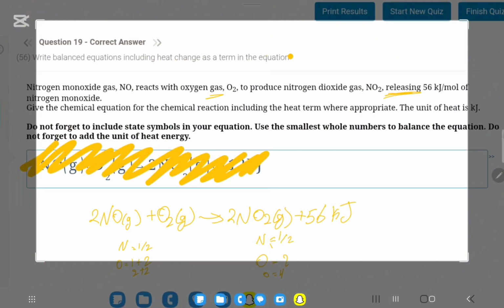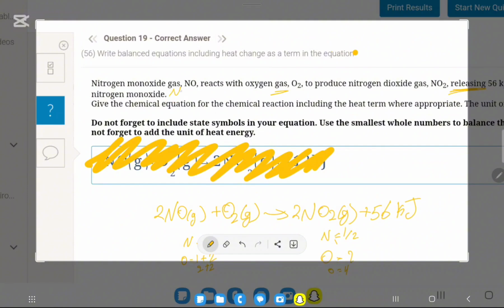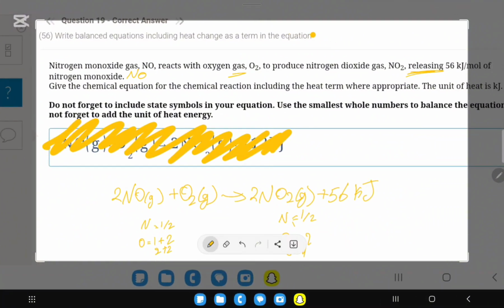And remember, they said here releasing 56 kilojoules per mole of nitrogen monoxide NO. So here we have 2 moles, so you multiply 56 by 2 and you get 112. So the new balanced formula is 2NO gas plus O2 gas produces 2NO2 gas and releases 112 kilojoules of energy.